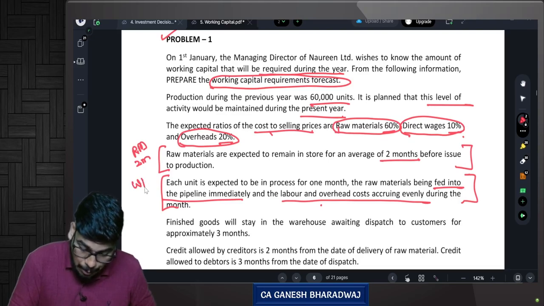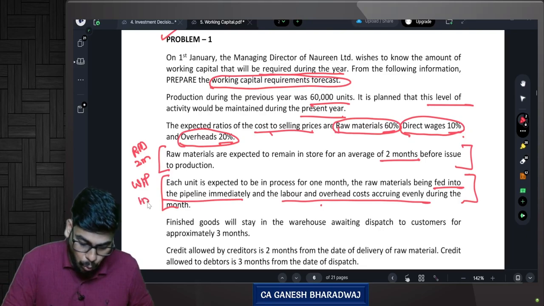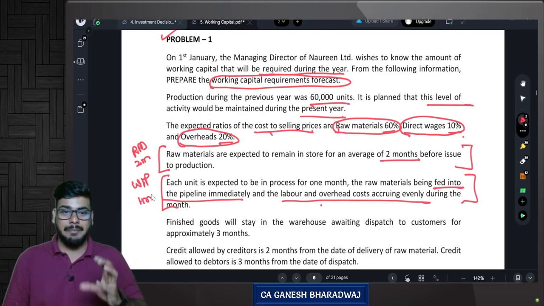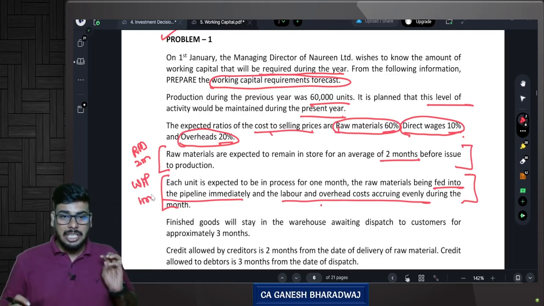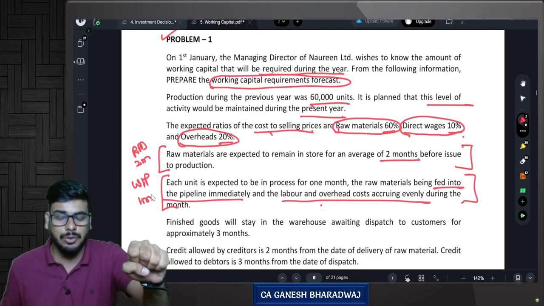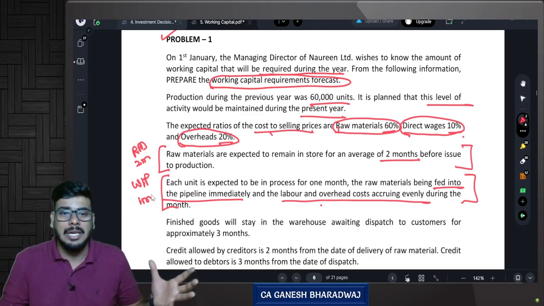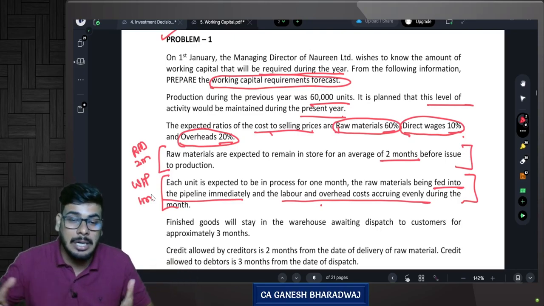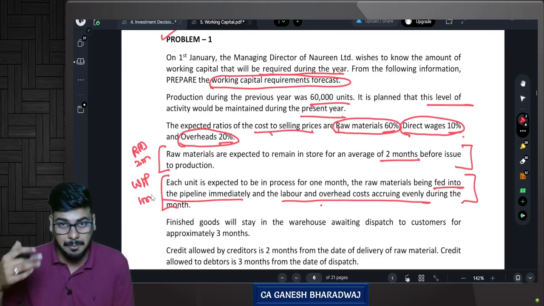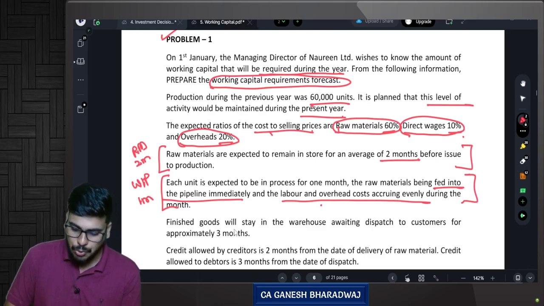They are saying WIP, what will happen? It remains in the process. It takes 1 month for them to convert the RM into WIP. Clear with this? So then and there, evenly, your raw material will be fed into this particular machinery. And evenly the production will happen. The labor and overheads will be incurred evenly during the course of this particular month. Then, once the production is completed, finished goods will be there.